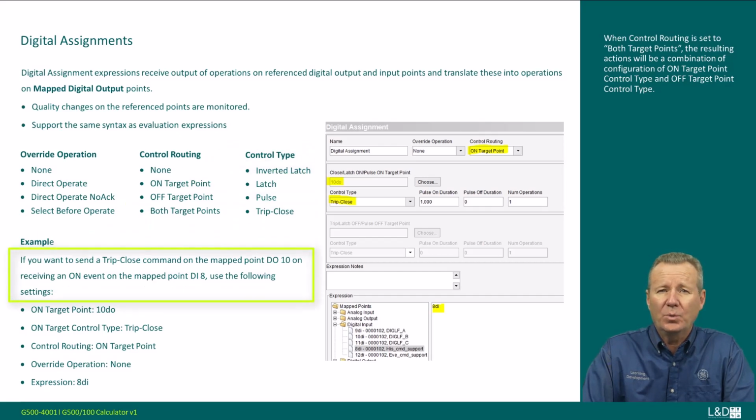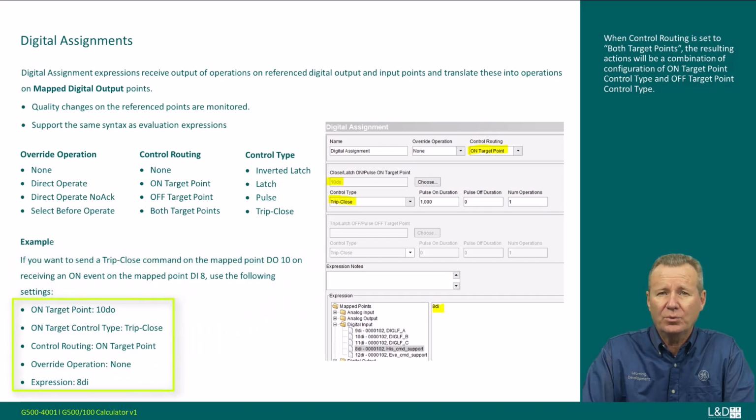For example, if you want to send the trip close command on the map point DO10 if an on event is received on the map point DL8, use the following settings. On target point is 10DO. On target control type is trip-close. Control routing is on target point. Override operation is none. Expression is 8DI.